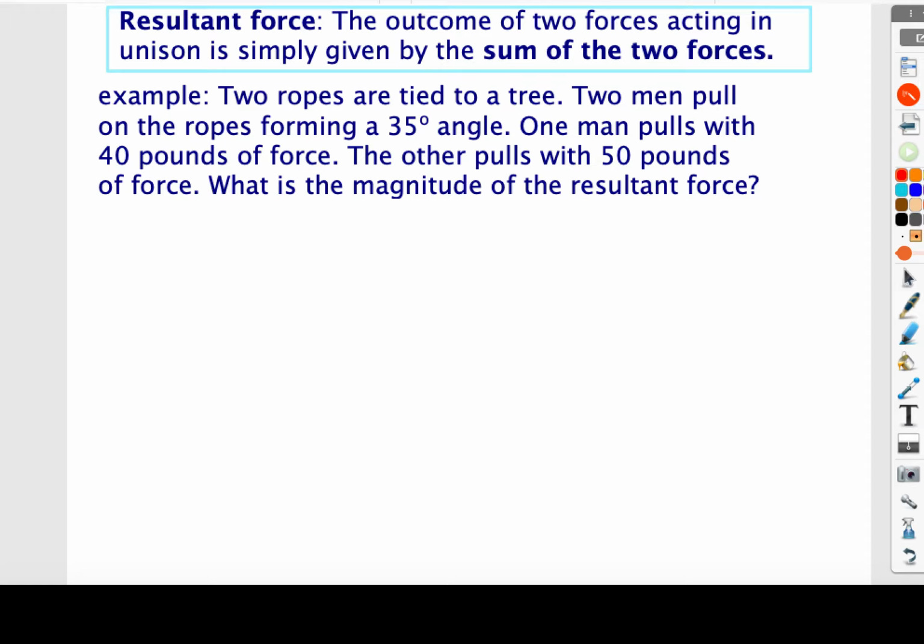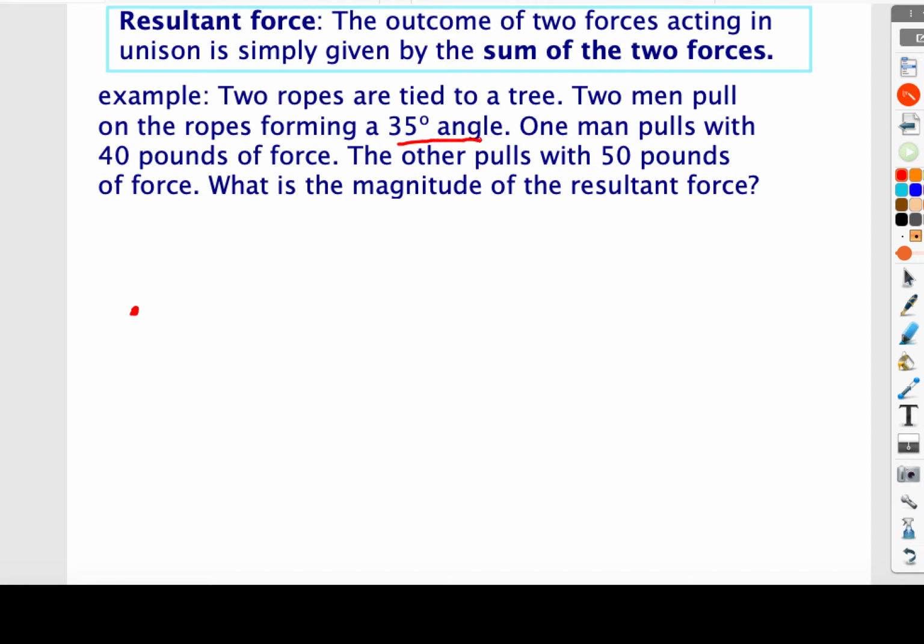First of all, if we had a rope tied to a tree, let's say we were trying to pull a tree down, right? So two men are trying to pull on two ropes attached to a tree. Well, obviously they're not going to attach the ropes and pull directly against each other. They'll get in each other's way. So what they're going to do is take that tree, and again, one of them is going to pull with a force of 40 pounds. The other one's 35 degrees, right?